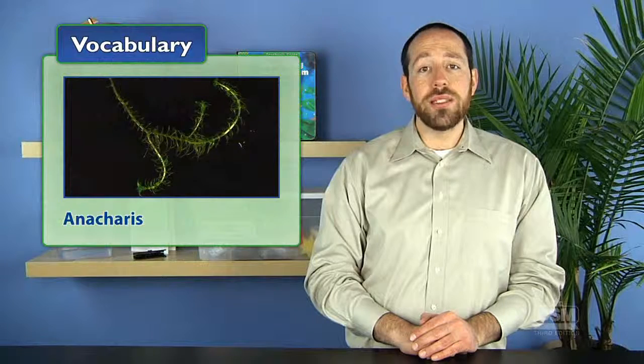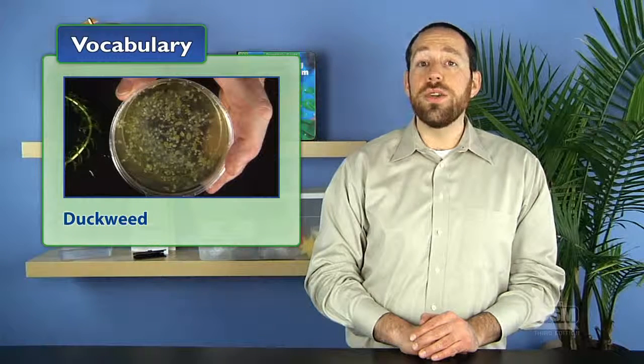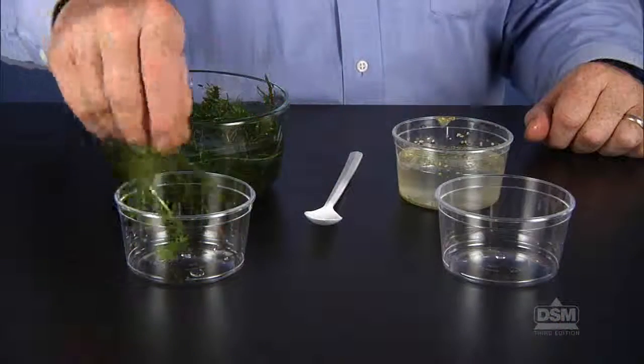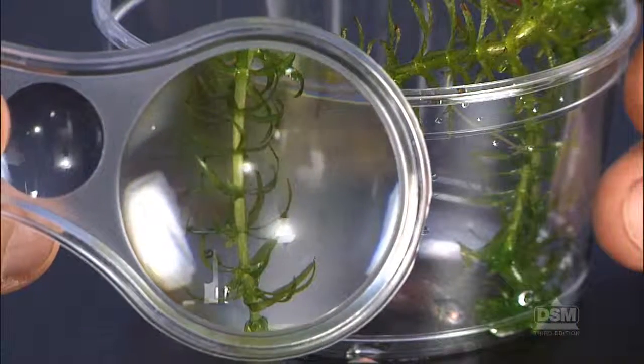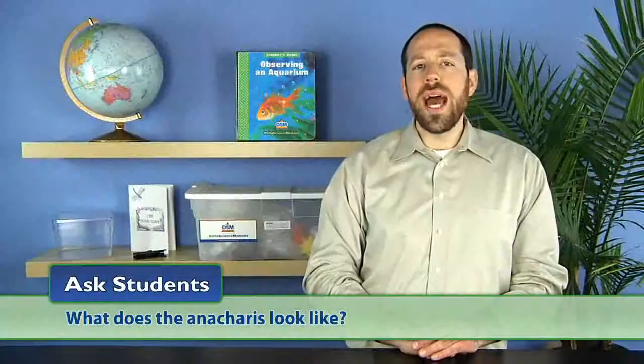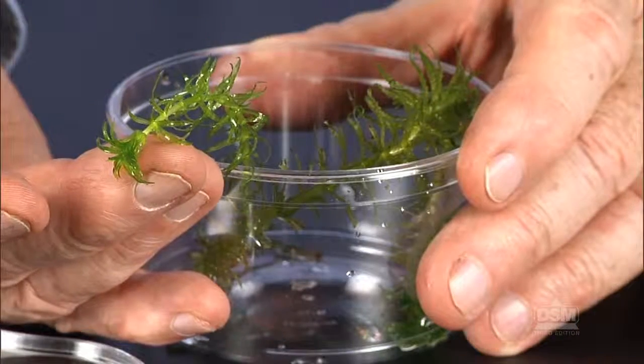Tell students that anacharis and duckweed are 2 kinds of plants that grow in lakes, ponds, and slow-moving streams. Supervise students as they place a sprig of anacharis in one dish of spring water and a spoonful of duckweed in the other. Ask students to place their dishes on the white paper and examine the plants with and without a magnifier. Ask students, what does the anacharis look like? Students will observe that it's green and it has a long stem covered with leaves. Explain that in the wild, anacharis is rooted in the muddy bottom of a lake, pond, or slow-moving stream.